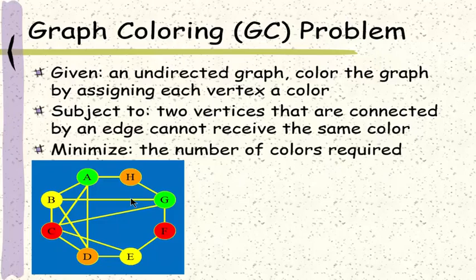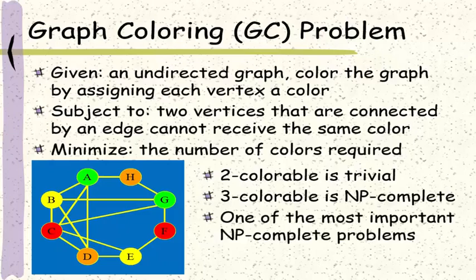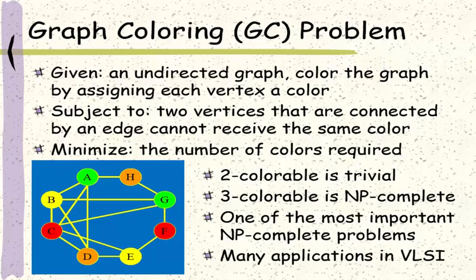As a matter of fact, if we consider whether a graph can be colored by 2 colors or not, which is known as the two-colorable problem, that problem is trivial to solve. However, when I ask you whether a graph can be colored by 3 colors or not, the 3-colorable problem turns out to be NP-complete. And in fact, the 3-colorable problem is one of the most important NP-complete problems. And it has a lot of applications, in particular for digital VLSI design.